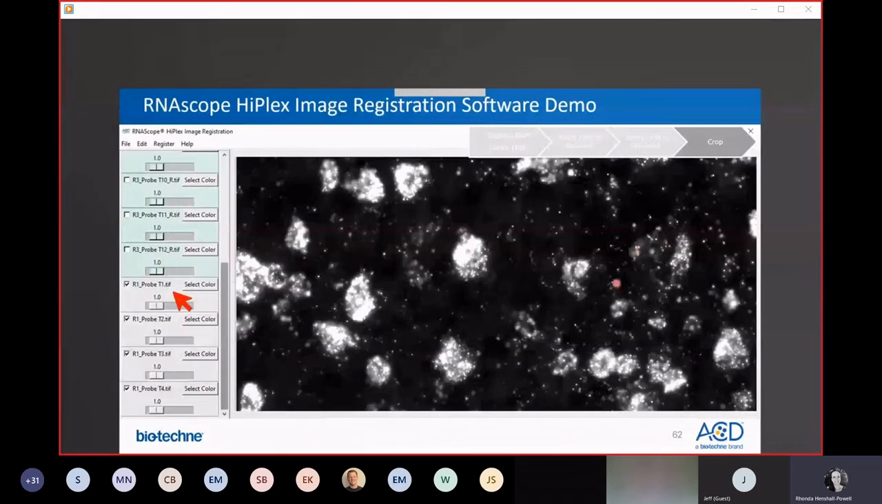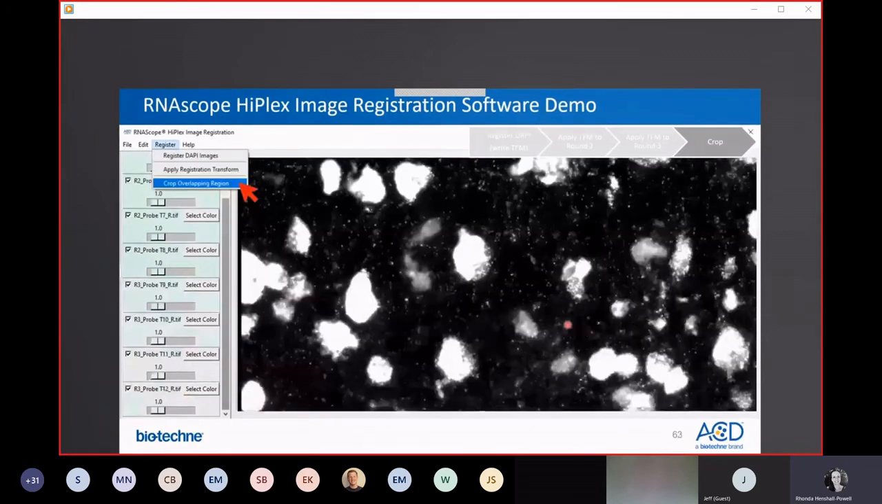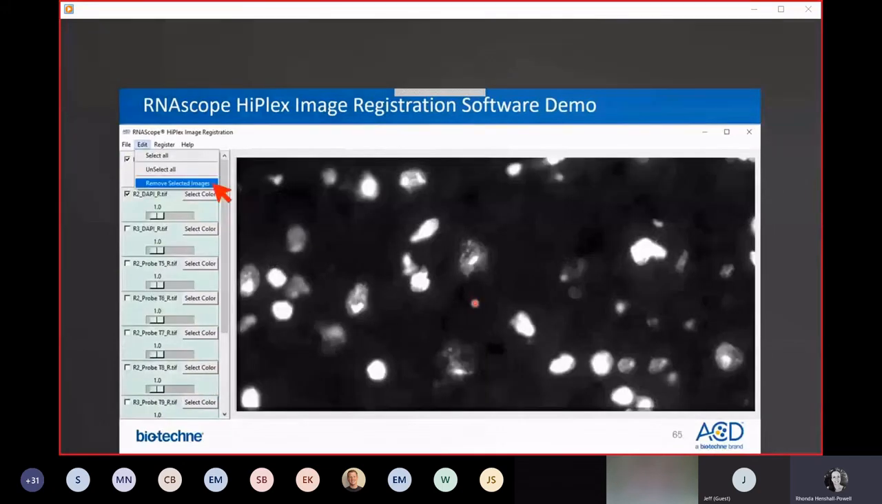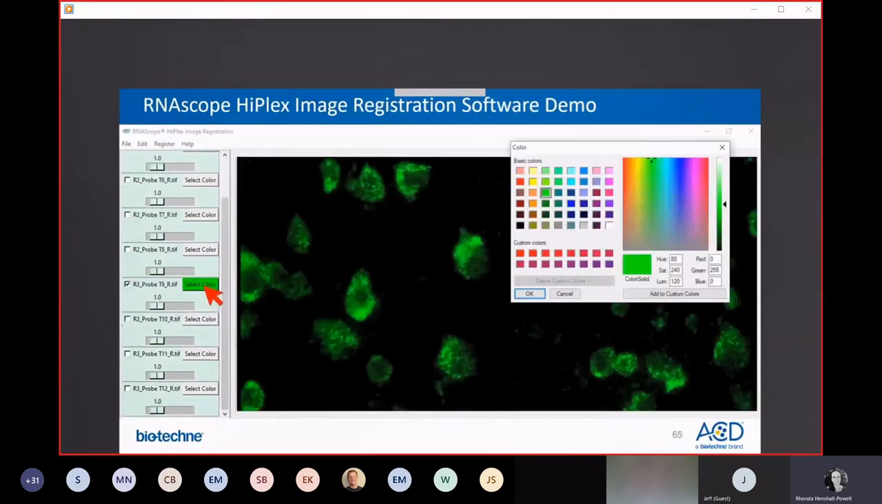and now they're added. And you can crop away the overhanging edges by selecting all of the files in the dashboard, going up to Register and selecting Crop Overlapping Region, at which point the file names are replaced with _C at the end, and they're highlighted in yellow to indicate that these now have all been cropped. And at this point, again, remove the redundant DAPI, which you don't need if you haven't already done so.